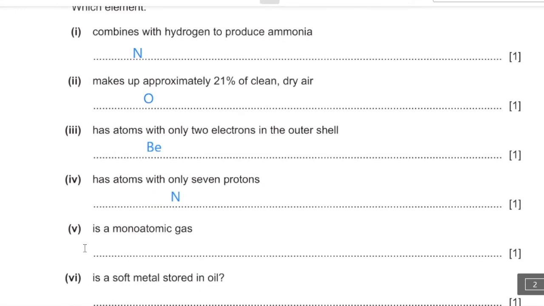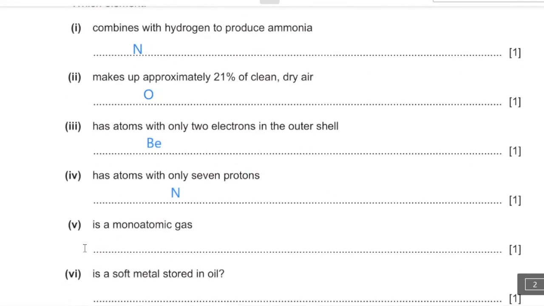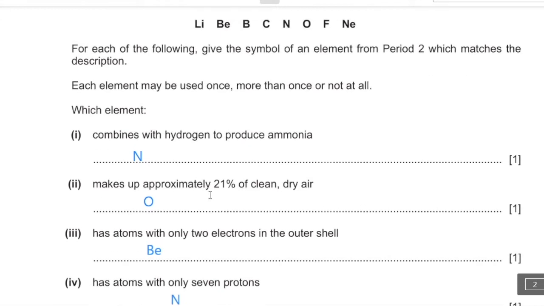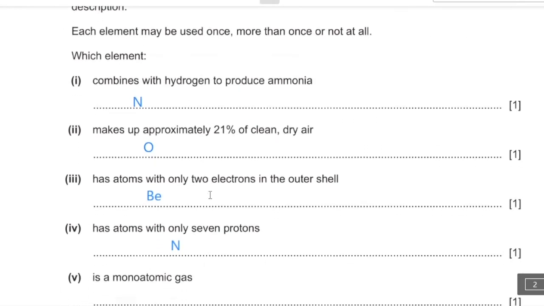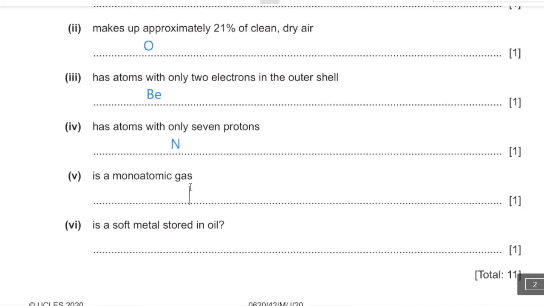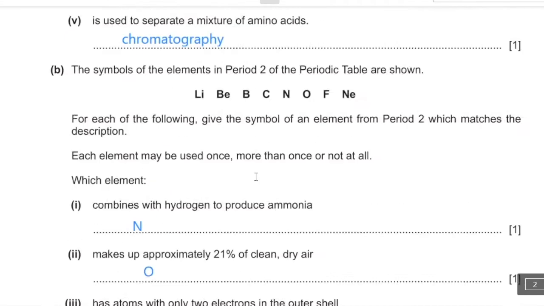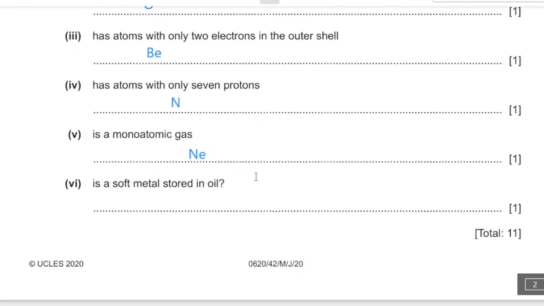5 is a monoatomic gas. Monoatomic gas means it exists in the form of a single atom, which means this is neon, since it is unreactive and does not react with any substance. 6 is a soft metal stored in oil. So here we have lithium from group 1, which is a soft metal.